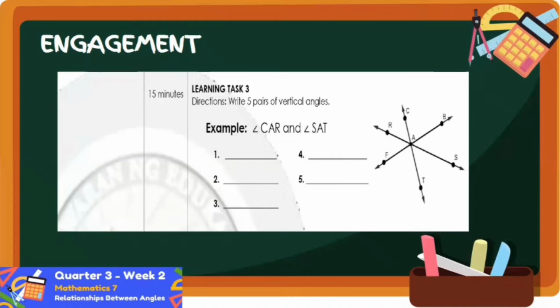Let's go to learning task 3. Write 5 pairs of vertical angles. So the example is given, angle CAR and angle SAT. Now try to find another 5 pairs of vertical angles.